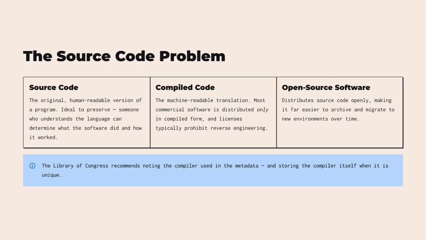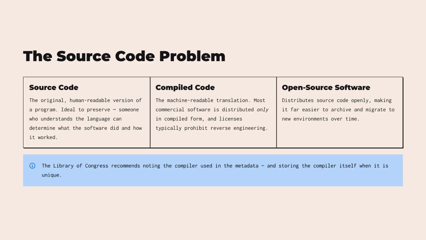Most commercial software is distributed only in compiled form, and the license terms typically prohibit attempting to reverse engineer it back into source code. Open source software is the exception. The whole premise of open source is that the source code is publicly available. From a preservation standpoint, open source software is much easier to work with because you have the raw material. You are not locked out.